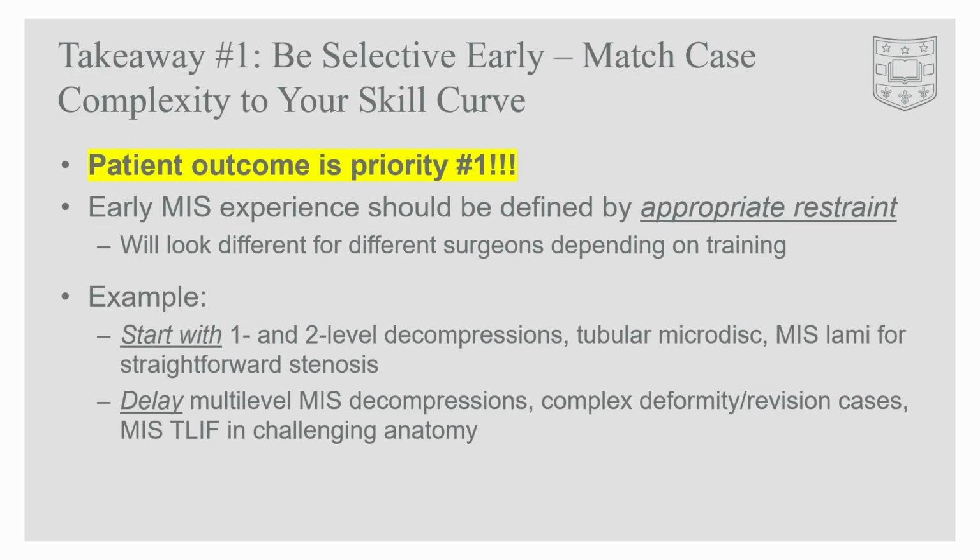So one example may be starting with 1 and 2 level decompressions, tubular microdiscectomies or endoscopic microdiscectomies, MIS laminectomy for straightforward stenosis. Consider delaying more complex cases like multi-level MIS decompressions, complex deformity or revision cases, or MIS TLIF and challenging anatomy until you're more comfortable and facile with the techniques.